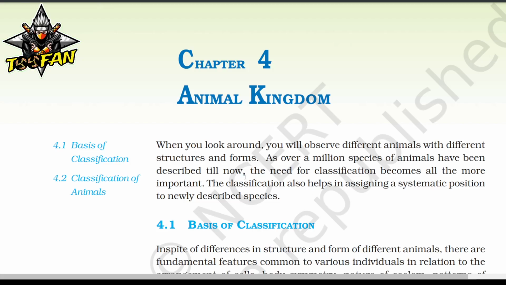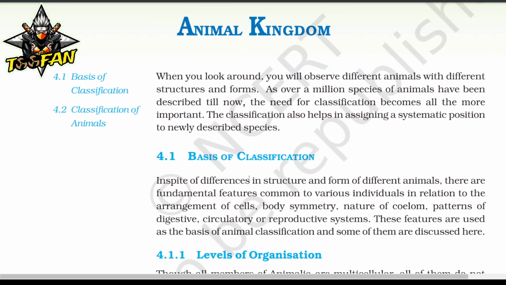Animal Kingdom, Chapter 4. When you look around, you will observe different animals with different structures and forms, as over a million species of animals have been described till now. The need for classification becomes all the more important. The classification also helps in assigning systematic position to newly described species.